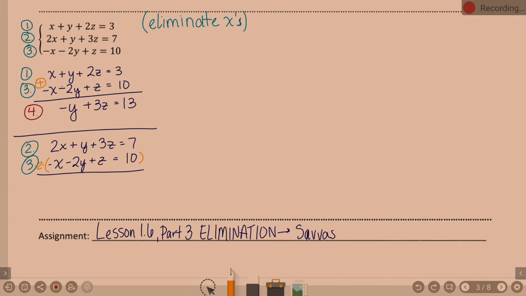Now, equation 2 can just stay as is, right? Nothing we have to do with that. So I'm going to rewrite equation 2: 2x plus y plus 3z equals 7. Okay, equation 3, when I multiply it by 2, becomes negative 2x minus 4y plus 2z equals 20. No? Yes.